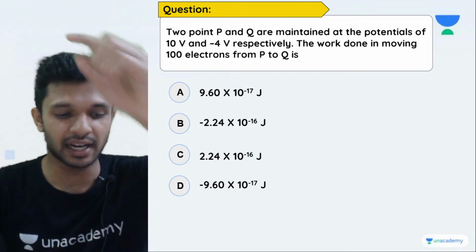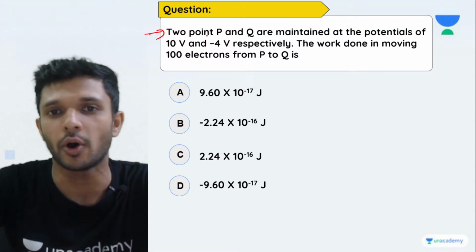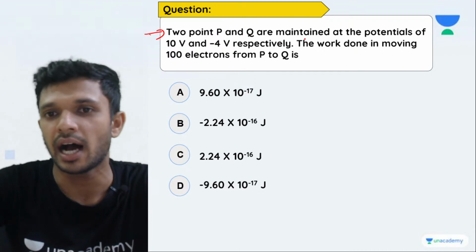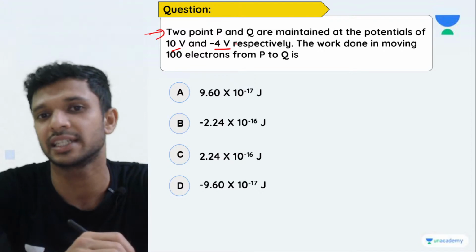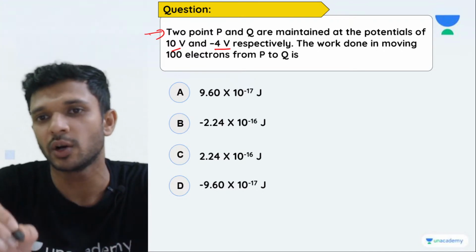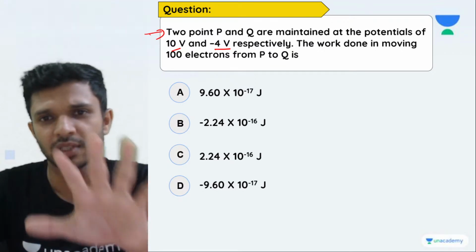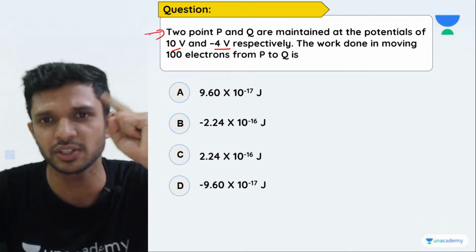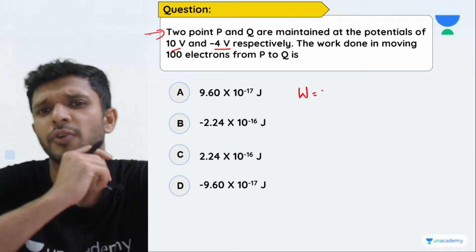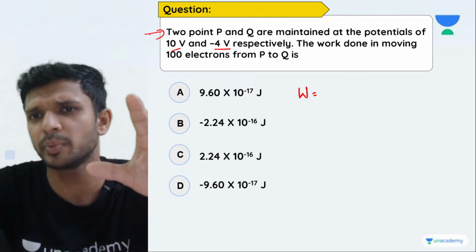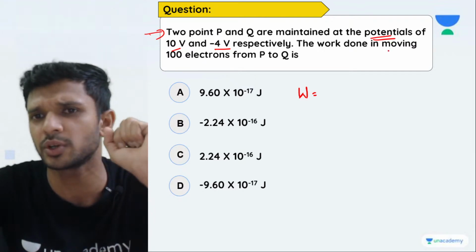Okay, so let us start with the very first question here. Let's go and hit it. Two points P and Q are maintained at the potential of 10 volt and minus 4 volt respectively. The question is: what is the work done in moving 100 electrons from the point P to Q? You got a question. What should be your first thought? How can I find out the work done? How will you find out the work done? Because the information is only given related to potential. Is there any equation which connects work done and potential?